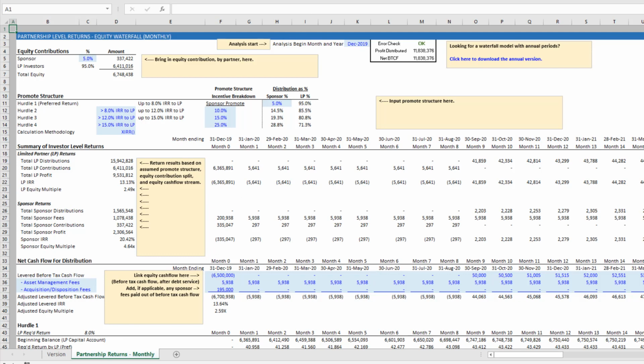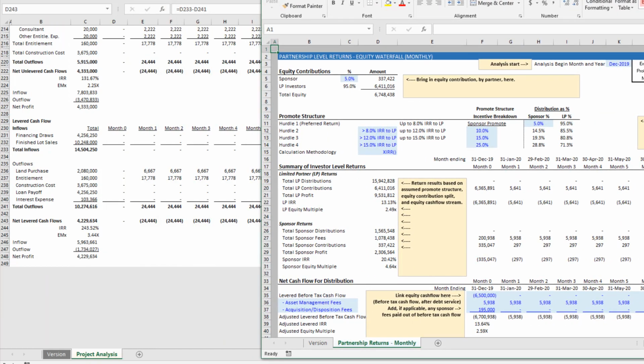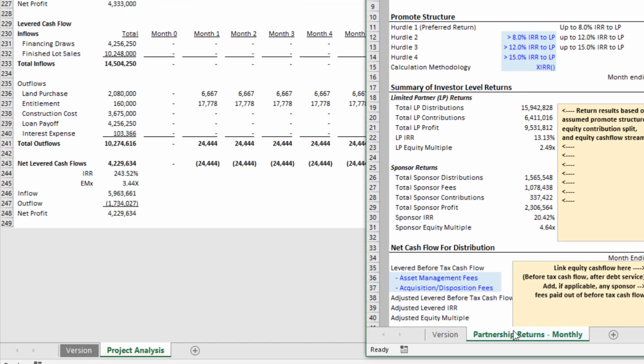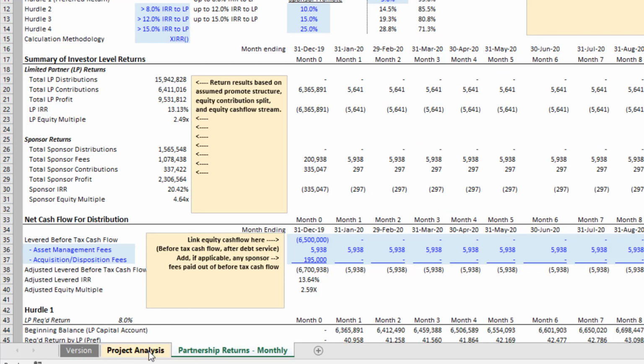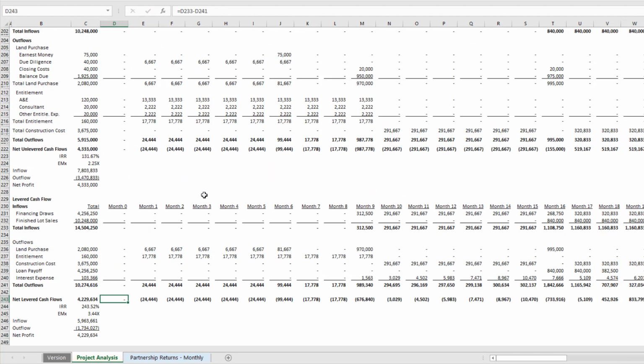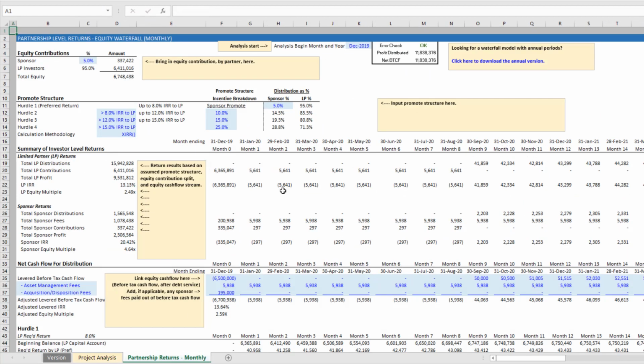And so what I'll do is I'll just go ahead, I'll pull one window slightly to the side. I'll click on the worksheet here within the equity waterfall model that I want to pull over, click and grab, and just pull it into my full DCF model. And now I have my property level cash flows on one tab, my partnership level returns on the other. Now the next step I want to do here is link the two together.